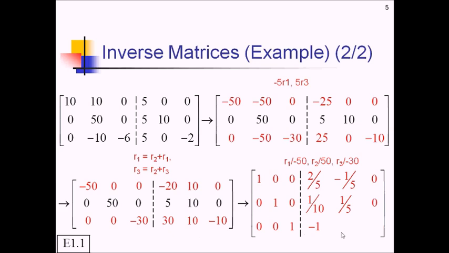10 over negative 30, that's negative 1/3, and then negative 10 over that is going to be positive 1/3. So this right here is the inverse matrix. If you multiply the original matrix by this matrix, you will get the identity. And just to show what we're looking at, I'll circle this and put a little A inverse next to it. There we go. Now it's official.